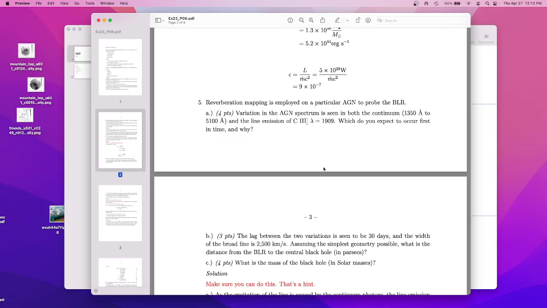So what's the black hole mass? I have D. How do I get the mass? The virial theorem. V squared equals GM over D. So M equals 2,500 kilometers per second over 2, squared.